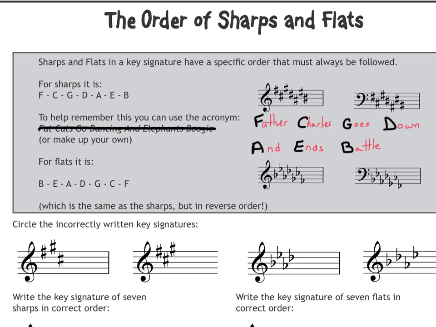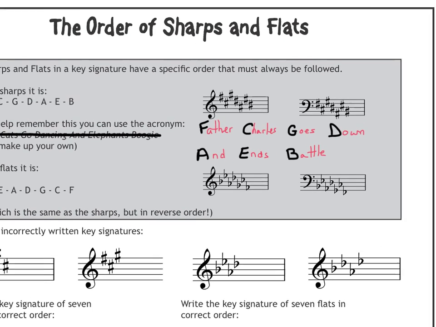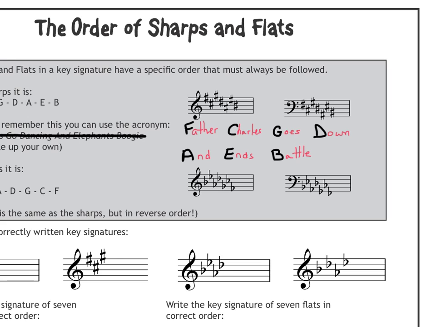For flats, the order of flats is B, E, A, D, G, C, F, which is exactly the same as sharps, but in reverse order. Let's go back to this little rhyme. Father Charles goes down and ends battle. The order of flats is opposite. Read it backwards. Battle ends, and down goes Charles' father.